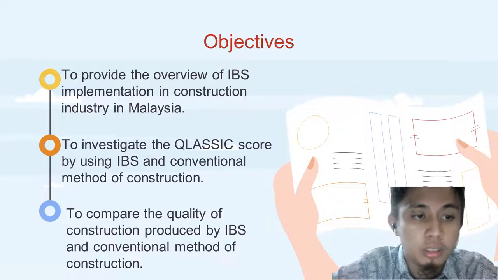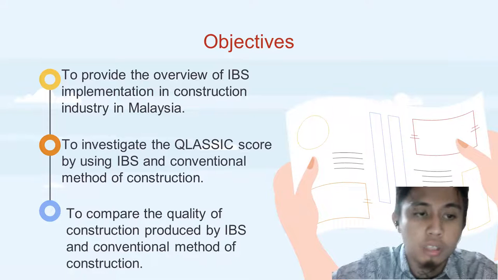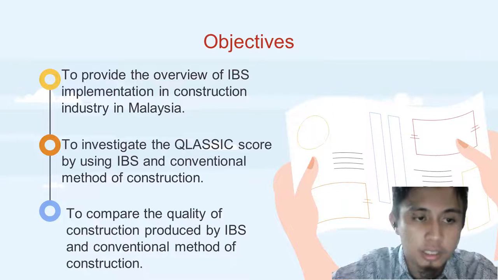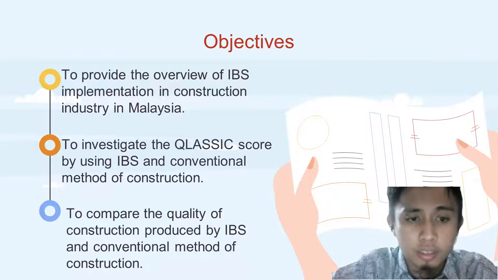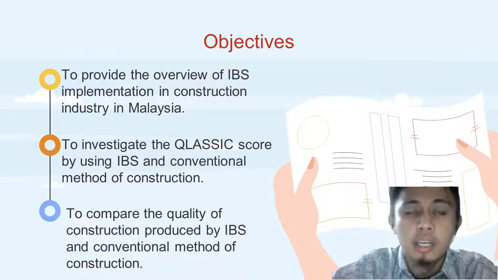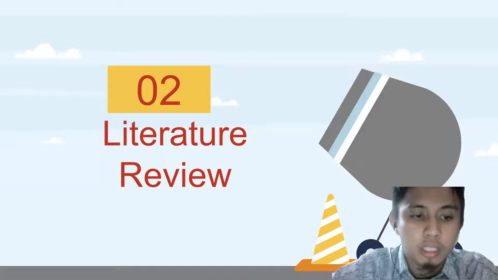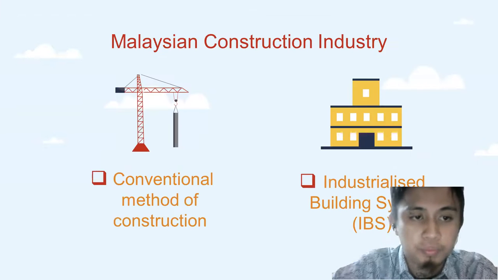The first one is to provide an overview of IBS implementation in the construction industry in Malaysia. The second one is to investigate the accuracy score by using the IBS and conventional methods of construction. And the last one is to compare the quality of construction produced by IBS and conventional methods of construction. So we move to chapter 2, literature review.